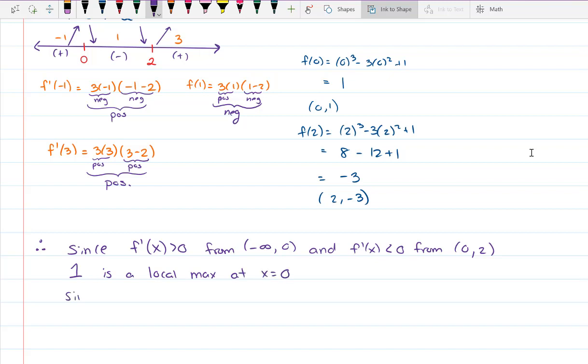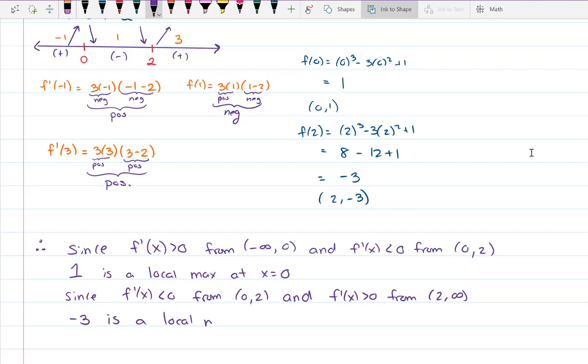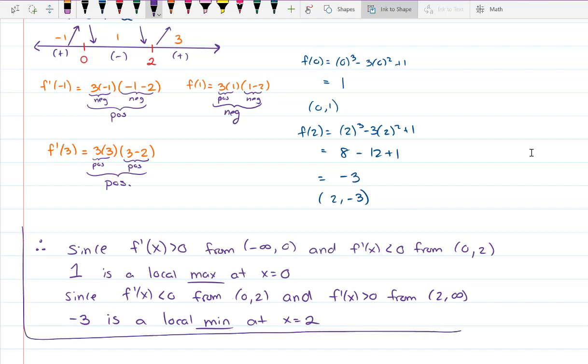And since f prime of x is less than 0 from 0 to 2, and f prime of x is greater than 0 from 2 to infinity, negative 3 is a local min at x equals 2. This is what the AP test wants. They want to see this.